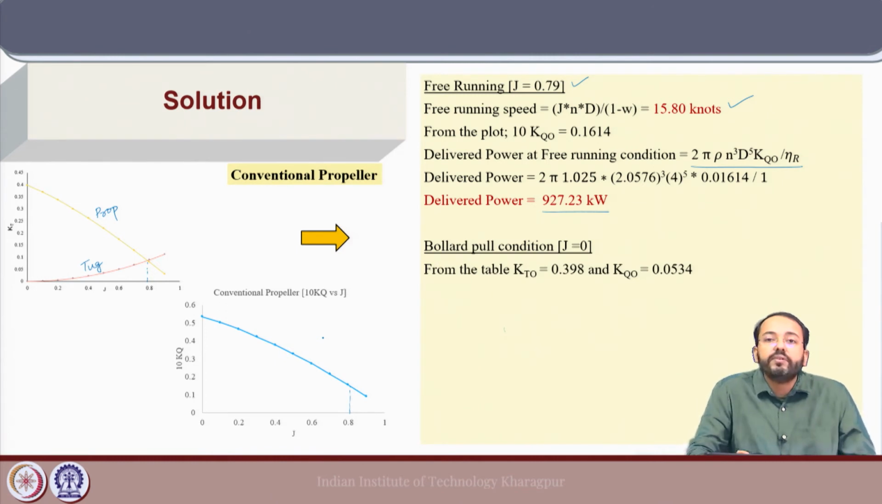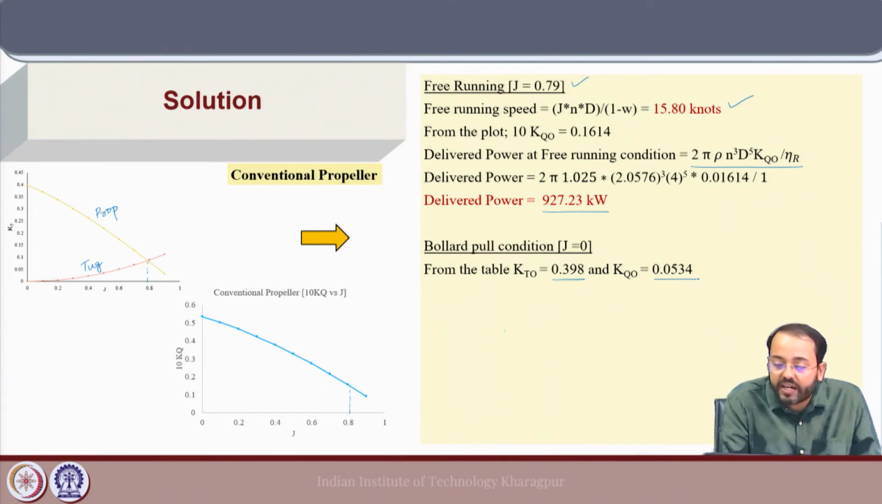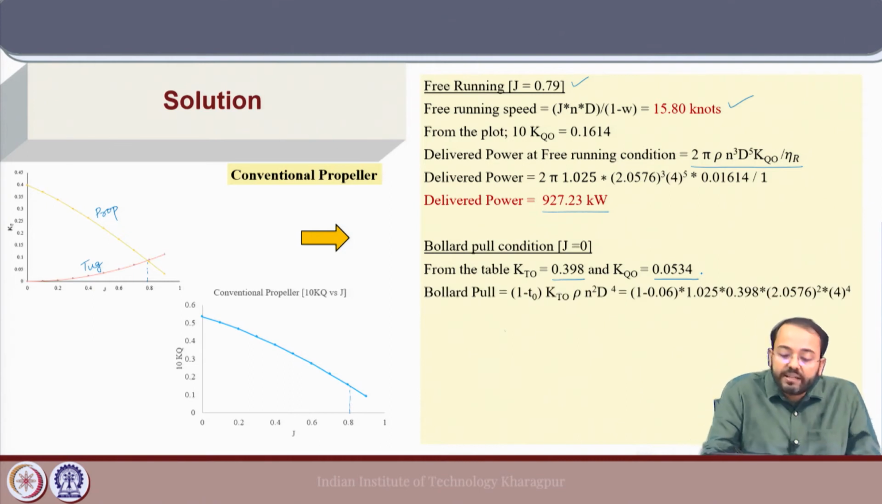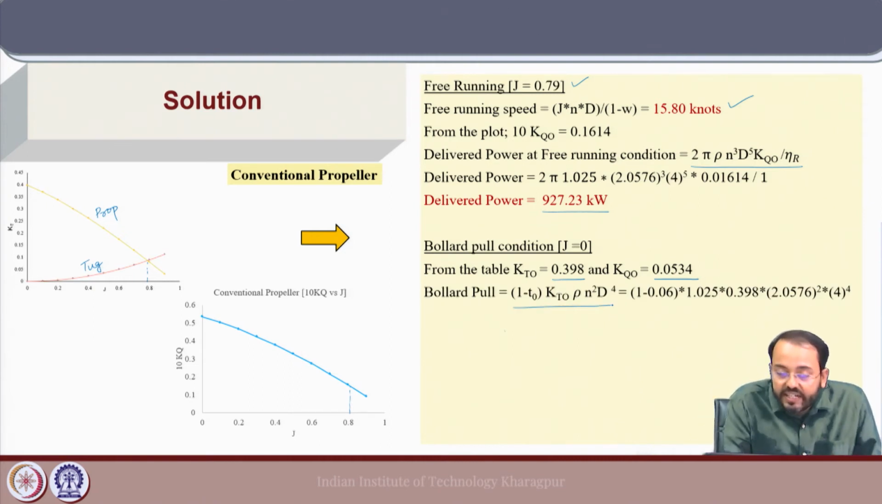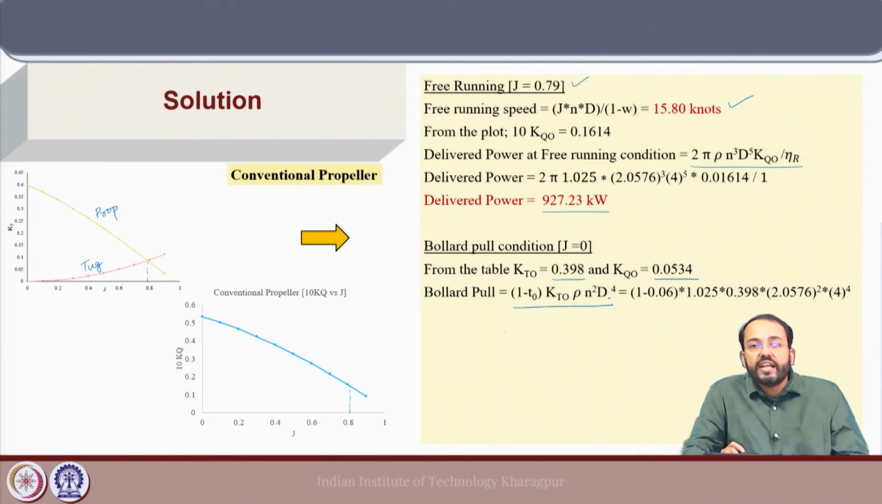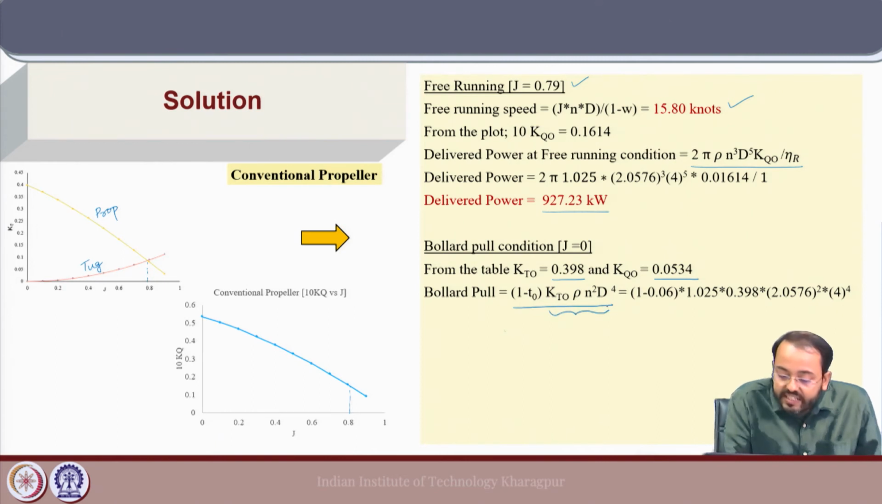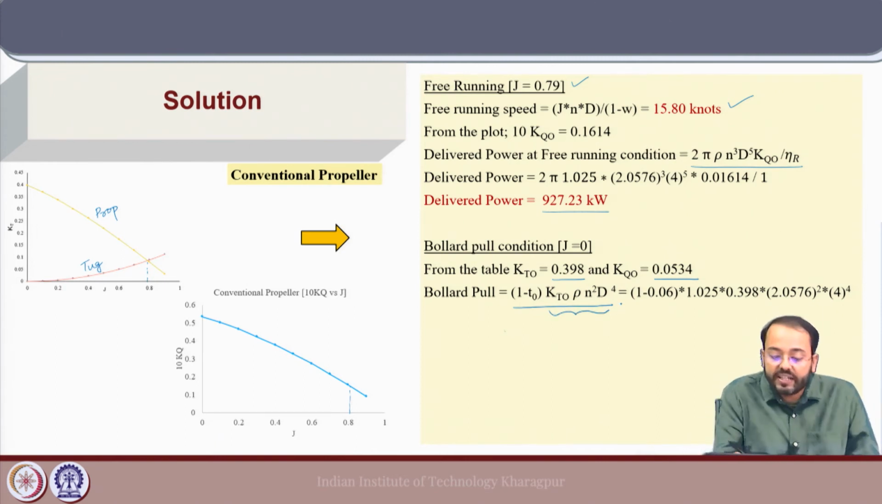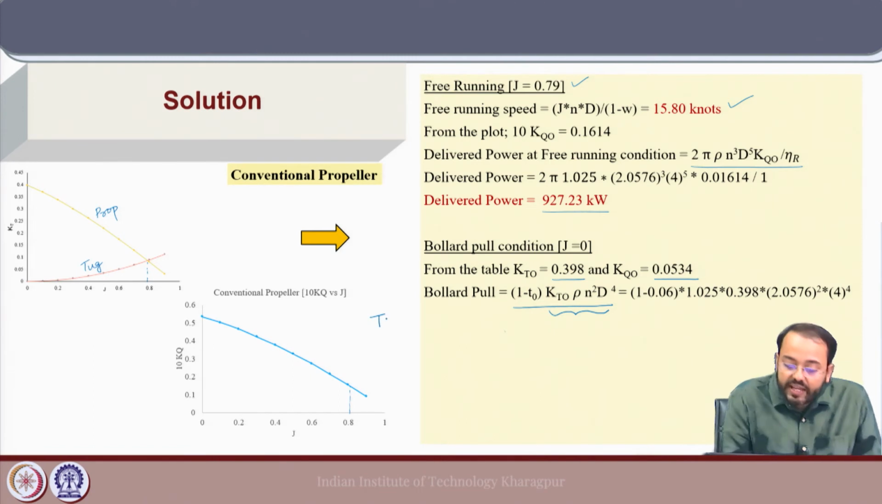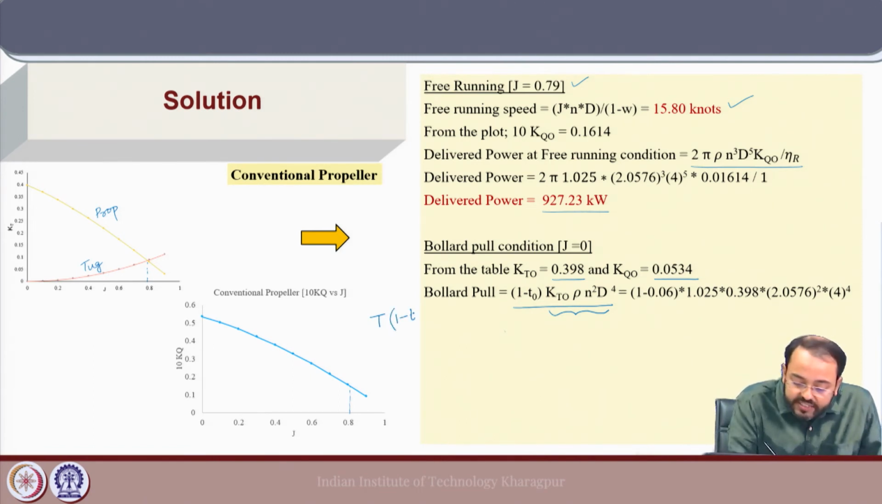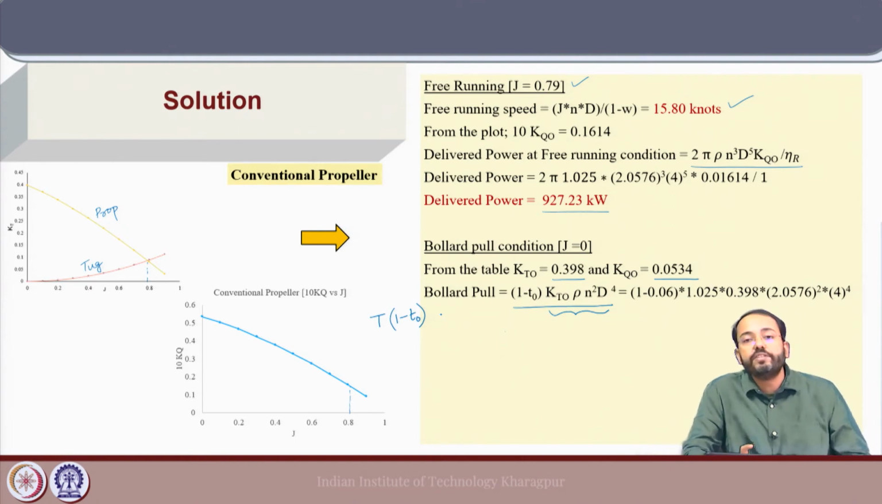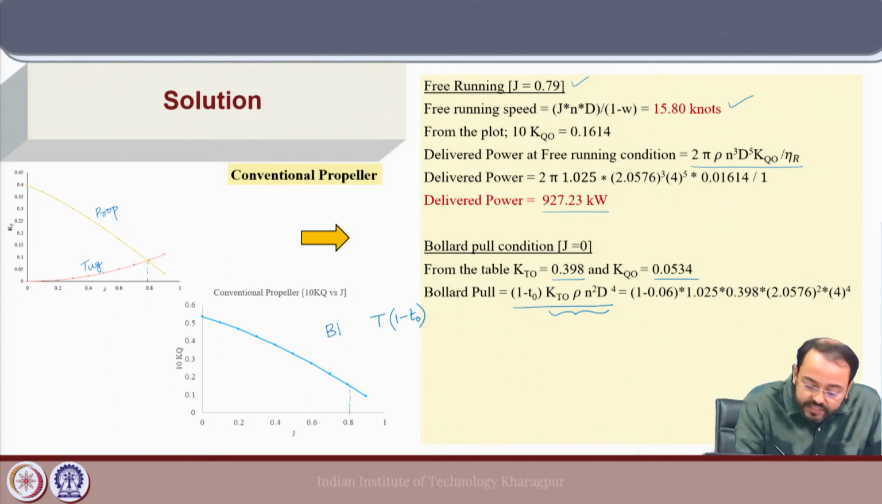Now, from the open water diagram, the thrust and torque coefficients at the Bollard pull condition for the conventional propeller are mentioned here, and the Bollard pull can be written using this expression, where KTO multiplied by rho n square D to the power 4 is the thrust, and multiplied by 1 minus the thrust deduction at the Bollard pull condition, which was given in the problem, gives the value of Bollard pull. So, this is Bollard pull.